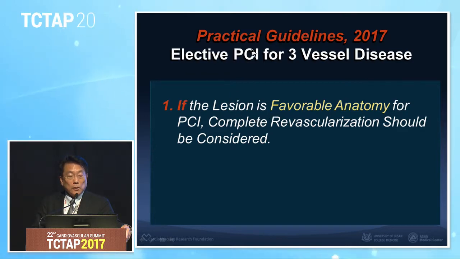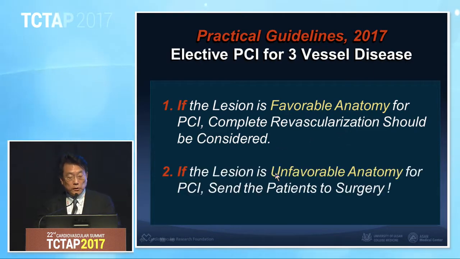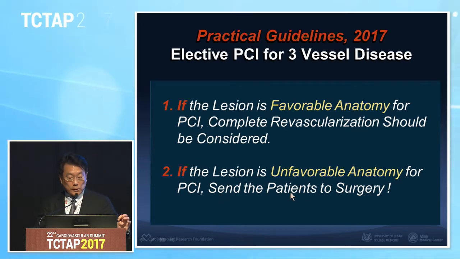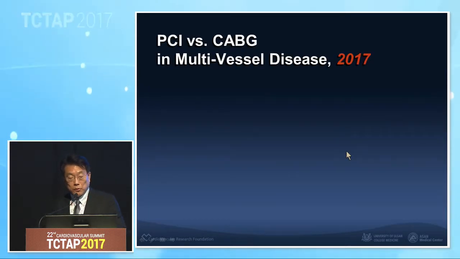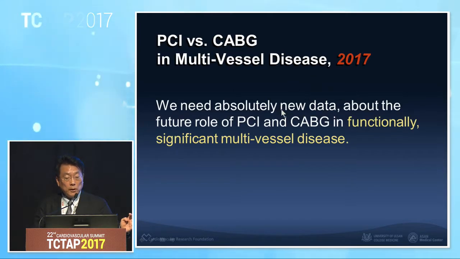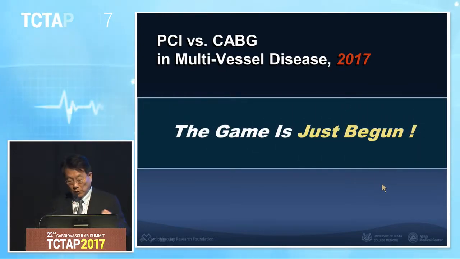So I would like to give practical guidelines for our current practice for multivessel disease. If the anatomy is favorable for PCI, complete revascularization should be considered. If the anatomy is unfavorable for angioplasty, actually send the patient to surgery. So for multivessel PCI versus CABG, we absolutely need new data about the future role of PCI and bypass surgery in the functionally significant multivessel disease subset. Thank you for your attention.